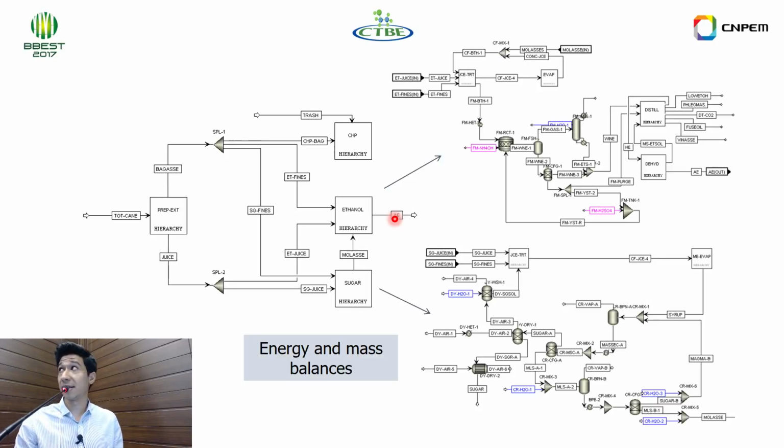But the thing is that from this kind of simulation, we obtain the energy and mass balances that we'll use in our, for example, economic simulations. So from the mass balances, we know how much ethanol, how much electricity or sugar we produce, and then we can estimate, for example, revenues we're going to have in our cash flow analysis.